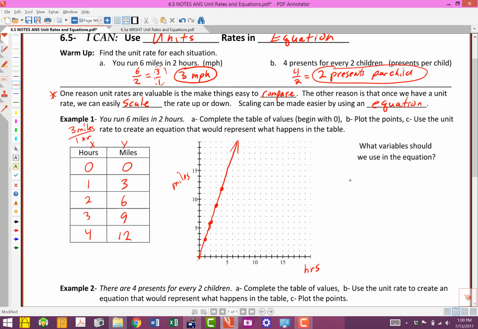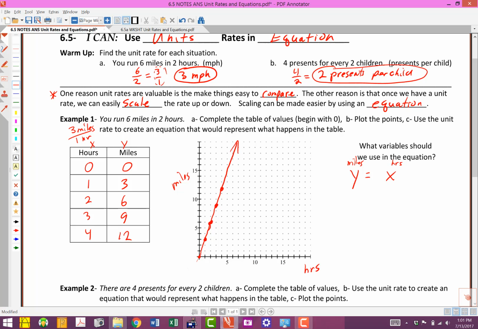So what we're going to do here is say the mileage, y represents miles, is going to be determined by how much time we have. It's going to be determined by the hours. So we're going to have an x over here, and I'm going to put an equals sign right here. Now, I want you to notice something. If we start out with 0, the number of miles that we cover is 0. If we start out with 1 hour, the number of miles we cover is 3. 2 hours, 6 miles, 3 hours, 9 miles, 4 hours, 12 miles.